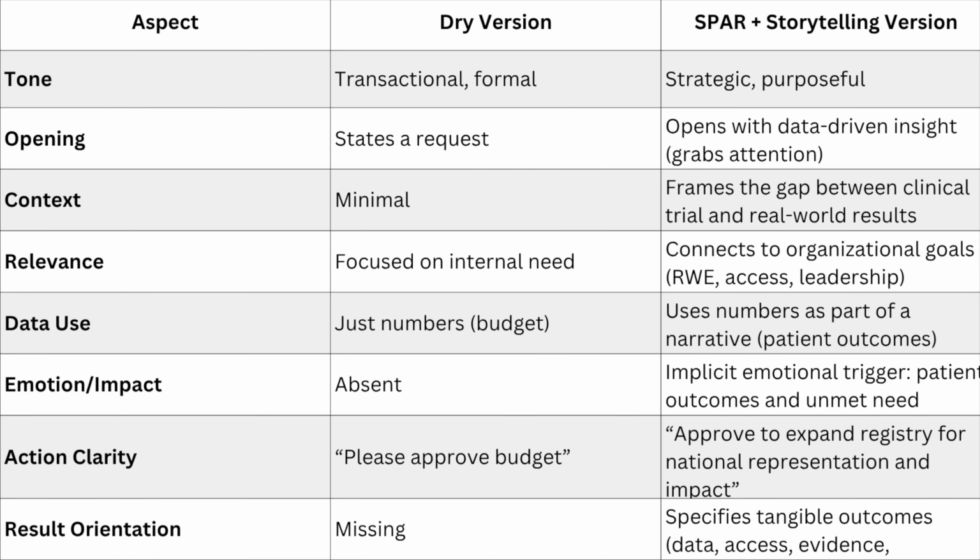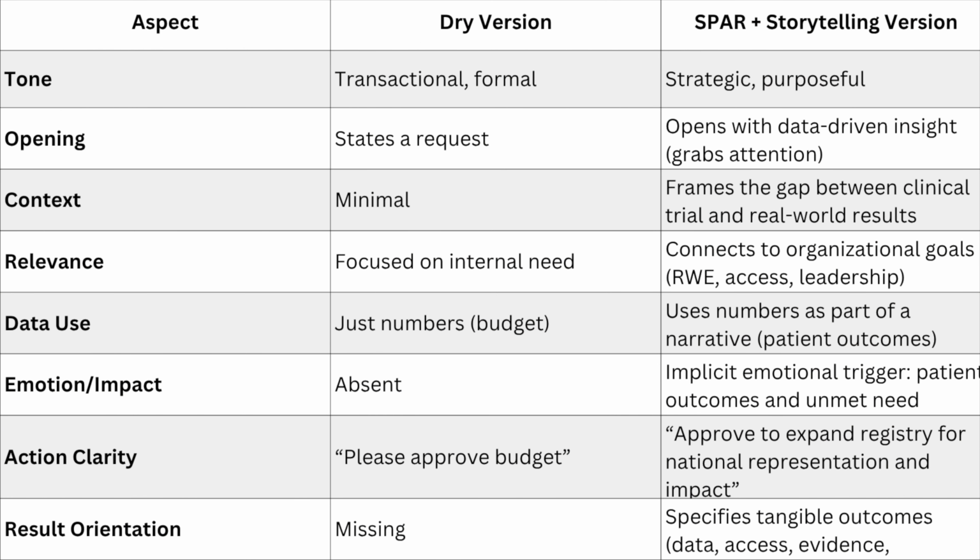It simply states a request like ticking a box. But in the SPAR storytelling version, the tone shifts to something strategic and purposeful. It positions the request as part of the bigger picture. The opening in the dry version, the first version, just asks for the budget. In contrast, the storytelling version begins with data-driven insights, immediately grabbing the reader's attention.